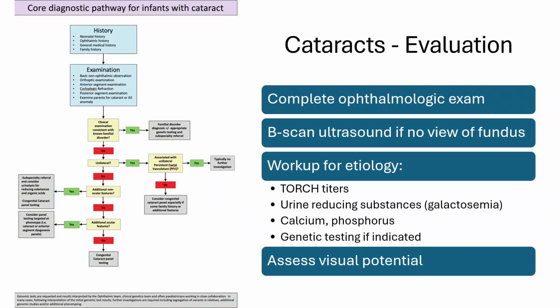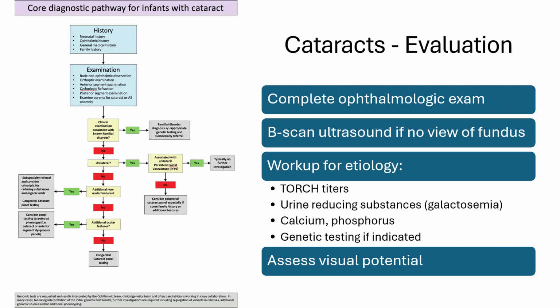The workup for underlying etiology directly impacts management and genetic counseling. TORCH titers help identify infectious causes, though timing matters. IgM antibodies suggest recent infection, while IgG indicates past exposure or maternal transfer. Urine-reducing substances screen for galactosemia, where positive results mandate immediate dietary modification to prevent systemic complications beyond the cataracts. Calcium and phosphorus levels can reveal rare metabolic causes like hypoparathyroidism.